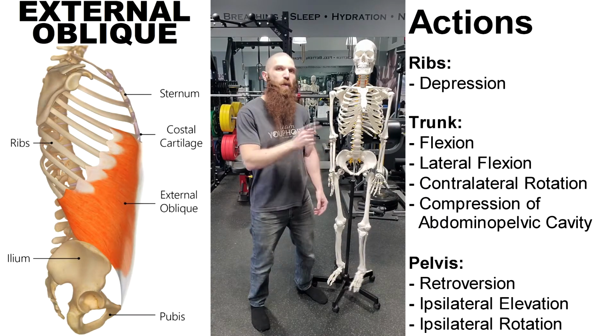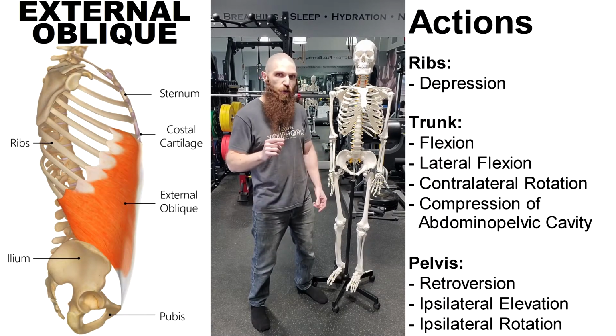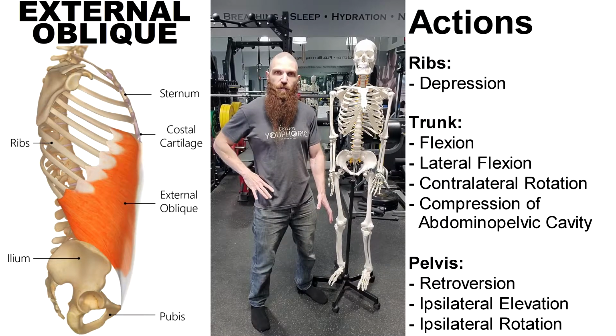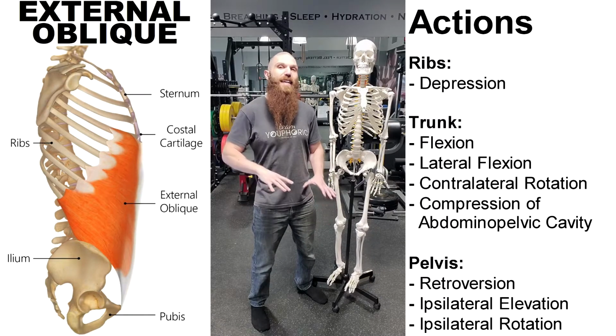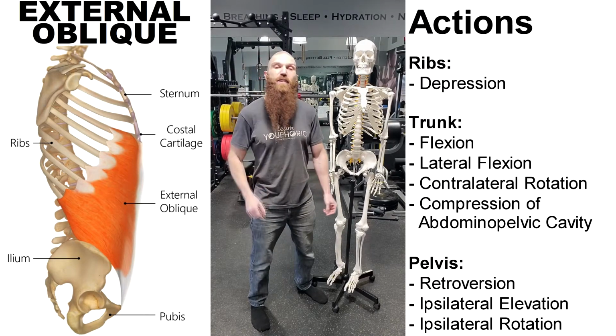And then at the pelvis, when they contract bilaterally, they're going to be responsible for retroversion of the pelvis. And then when they contract unilaterally, they're going to be responsible for ipsilateral elevation, so elevation to the same side, and then ipsilateral rotation, so rotation to the same side. But those are the actions of the external oblique muscle.